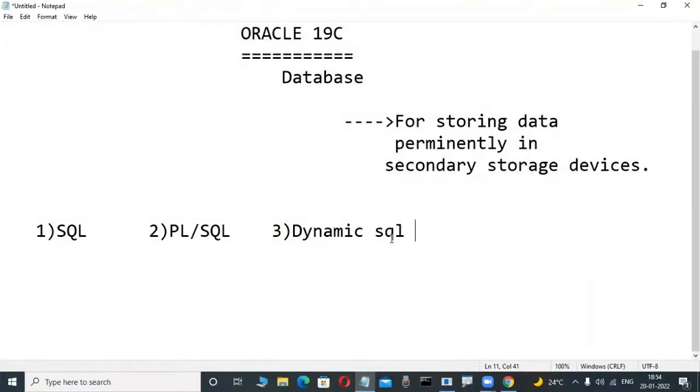SQL is a common one, but syntaxes are different and also functions are different. Already I am telling you.